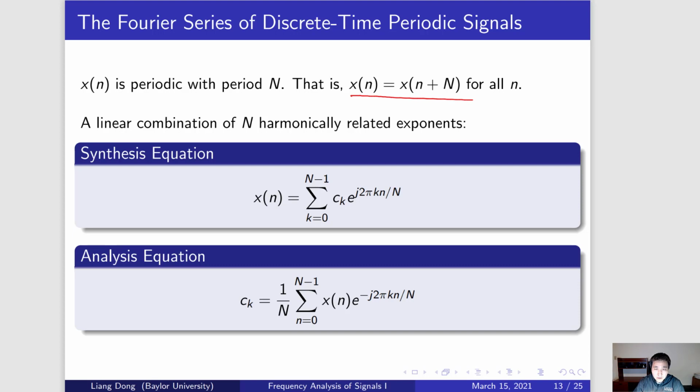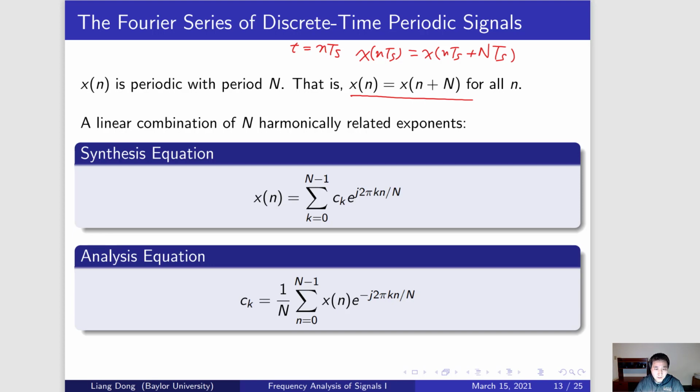If we write this into a time domain representation of continuous time, t equals nTs, where Ts is the sampling period. We can also write this as x(nTs) equals x(nTs plus N Ts). And that's the definition of periodicity. x[n] can be decomposed as a linear combination of N harmonically related exponents.